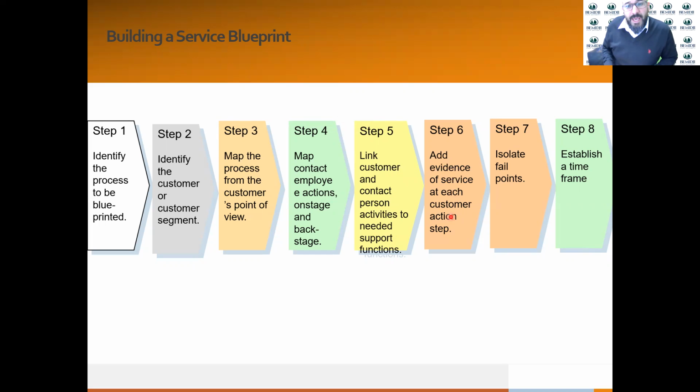And number 6, add evidence of service at each customer action. So see what evidence the customer will see and touch, and that would be the evidence in step 6. Number 7, once you have created all this map, look into fail points, isolate these fail points and create an action correction plan. And the last step would be to establish some time frames that will help you create some quality control in your process.